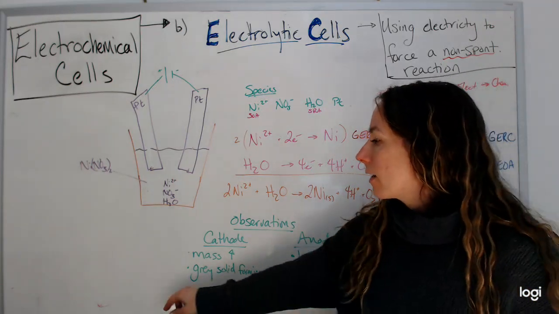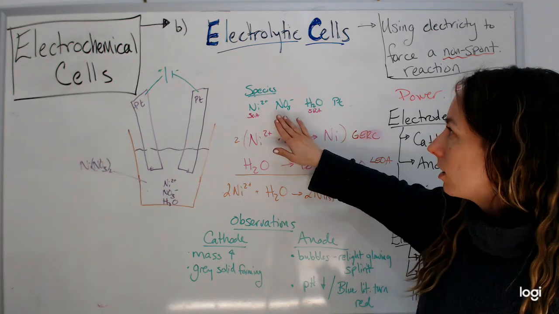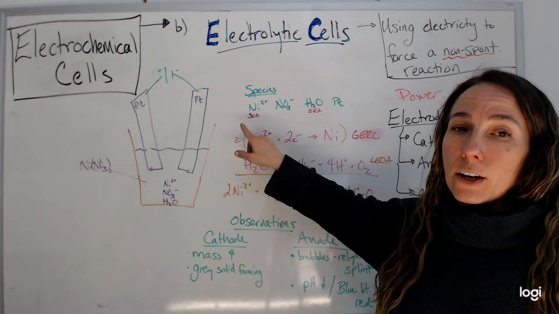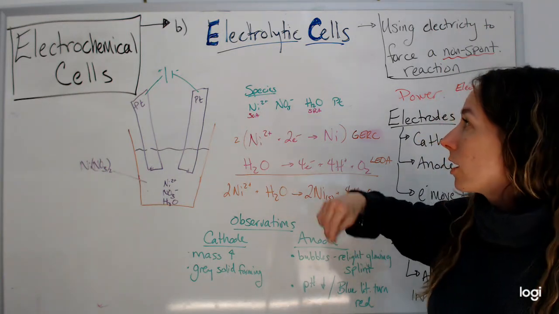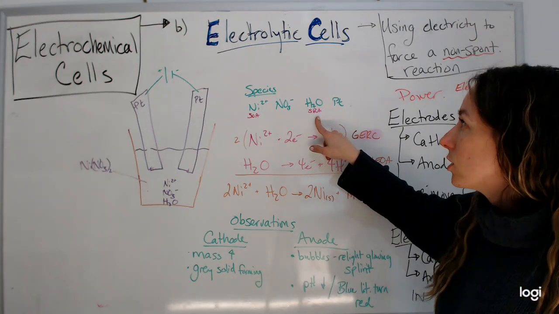Here's my species list. I have nickel, I have nitrate, I have water, I have platinum. I need to put my finger and find my strongest oxidizing agent. That's what this will be. I put my finger and I find my strongest reducing agent, and I hit water first on my reducing agents.